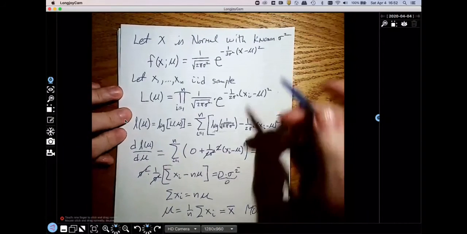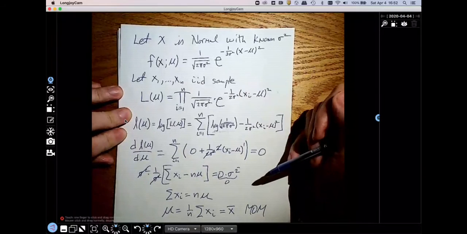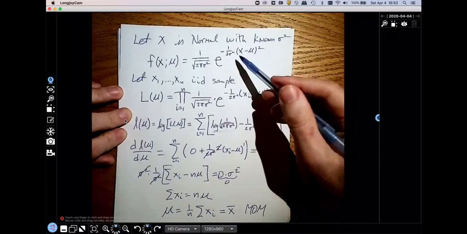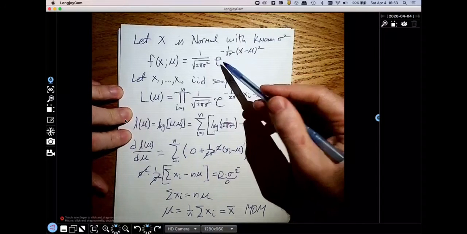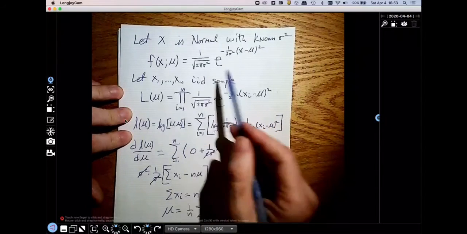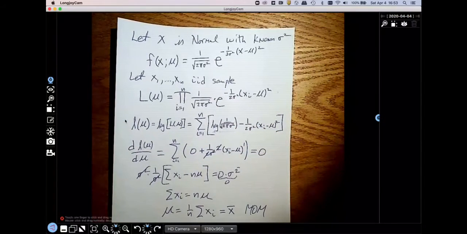There's a fairly more complicated situation where sigma squared is not known. And if sigma squared is not known, then you're going to have a system of two equations in two unknowns, and you'll have to solve that. And the algebra becomes a little bit messy. I'm not going to do it for you. I believe it's in the textbook.